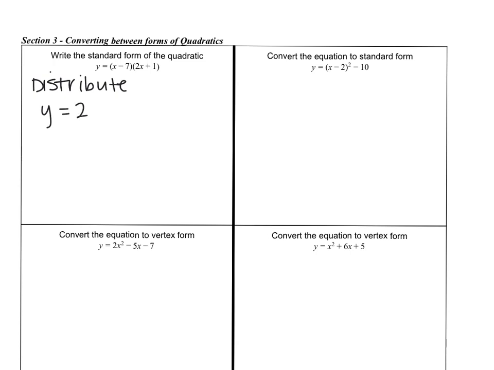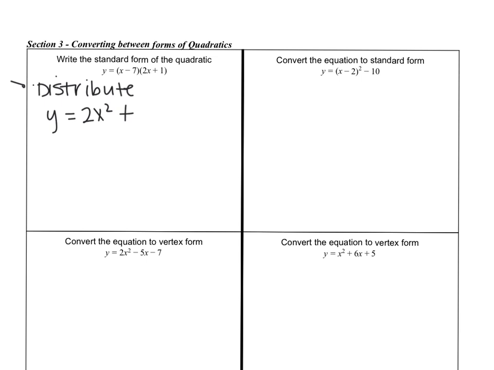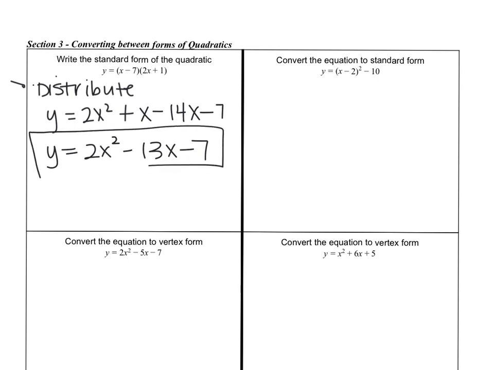So x times 2x is 2x squared. x times 1 is x. Negative 7 times 2x is negative 14x. And negative 7 times 1 is negative 7. We combine like terms and we get 2x squared minus 13x minus 7. And you can always double check your work with Desmos. Your graphs should line up directly on top of each other, and you know that you've done it correctly.